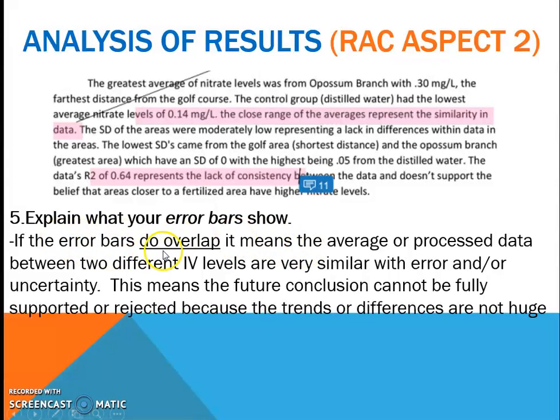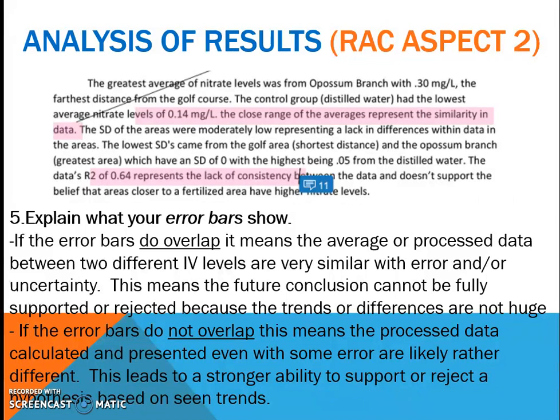So if error bars do overlap, it means that the average process data between two levels of IV are very similar because they do overlap. This means a future conclusion cannot fully be supported or rejected, and we'll talk about that more in class. If the error bars do not overlap, this means that the calculated process data probably are a little bit more different, and this leads us to stronger ability to support or reject our original hypothesis. So we'll practice that in class.